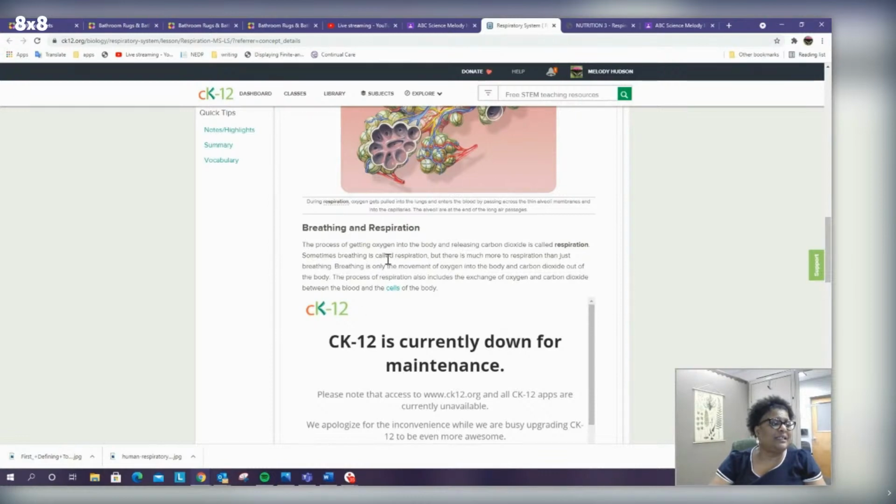Sometimes breathing is called respiration, but there's much more to respiration than just breathing. Breathing is only the movement of oxygen into the body and carbon dioxide out of the body. But respiration includes the exchange of oxygen and carbon dioxide between the blood and the cells of the body.